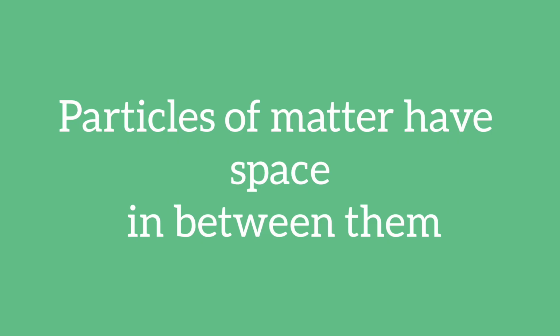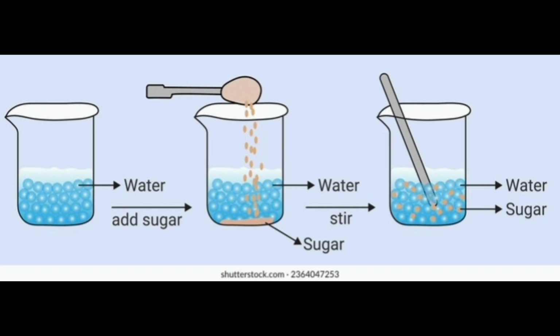So, the first one is particles of matter have space in between them. How do we identify that? Take a glass of water, add 2 to 3 tablespoons of sugar to it, and start dissolving the sugar by stirring the water. Gradually, the sugar dissolves in water completely. In this experiment, where did the sugar particles go? We can observe that the sugar particles got completely dissolved in water and evenly distributed.